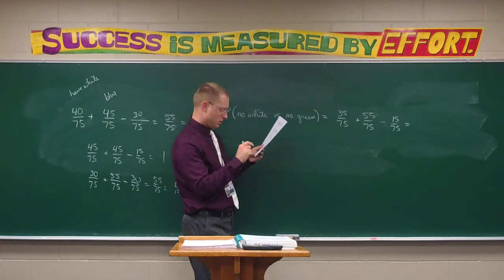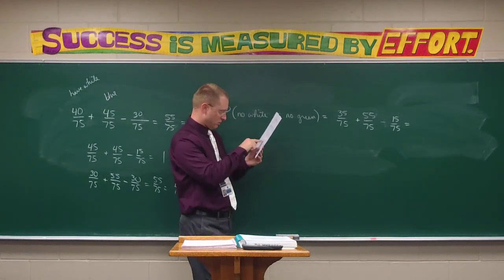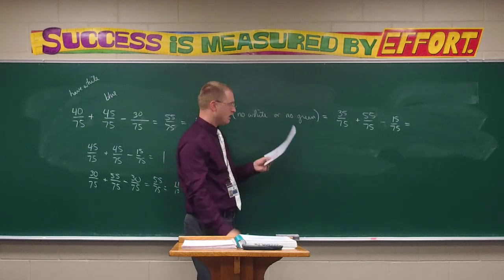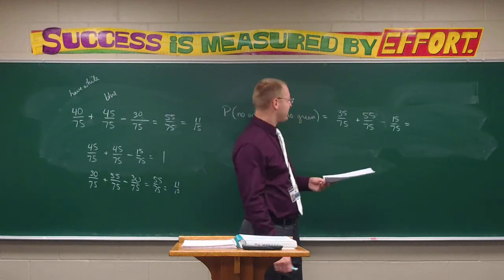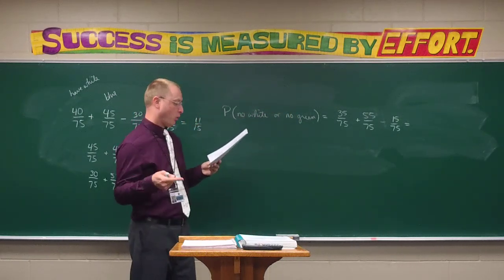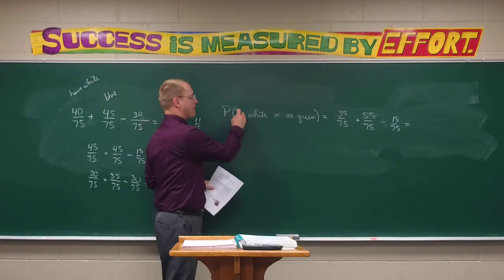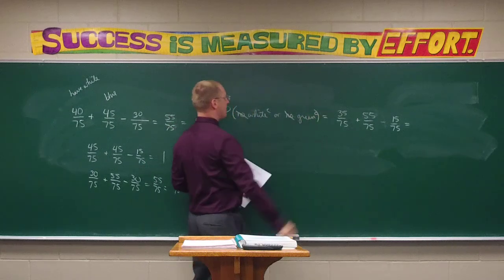Something's wrong. I think it's just 15 over 75 because every other pen. Yeah, so it's either no white, which should be 35 to 75, or no green. Maybe you should do negative 35 or something. My thought was this: the only one, as I'm looking at the picture, that doesn't have white or doesn't have green. I guess technically we have to do the complement of having white. That's what it is. Complement of having white, complement of having green.